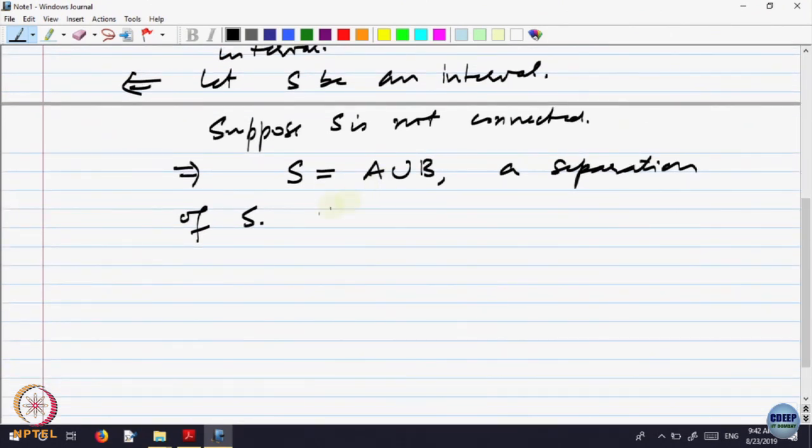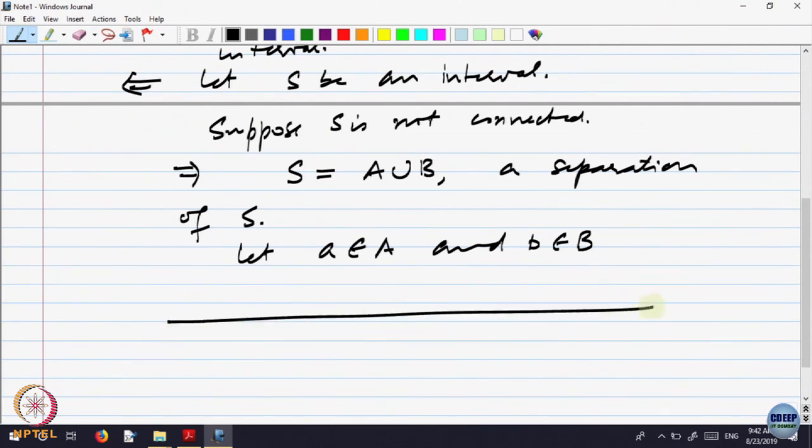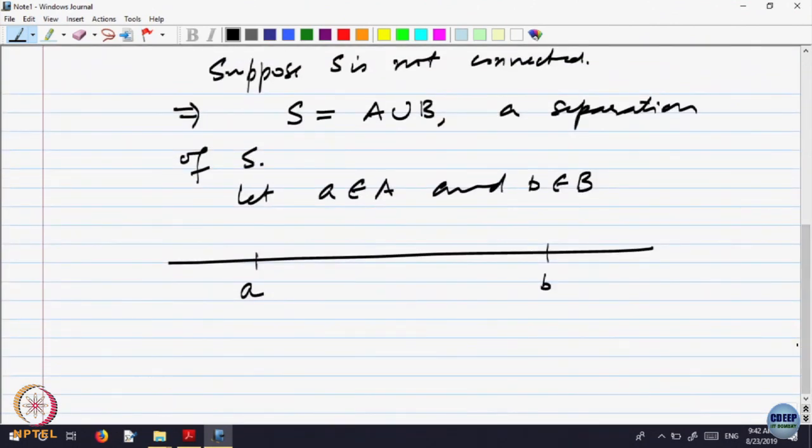So let us choose an element a belonging to A and an element b belonging to B. So here is a and here is b. Because this is a separation, S is equal to A union B, where A and B are of course non-empty sets, and A is separated from B and B is separated from A. So let us choose any element a in A and b in B and look at the element which is the midpoint of the two.